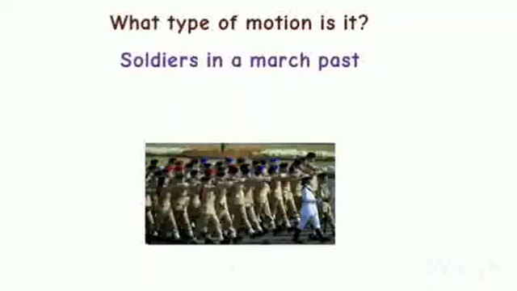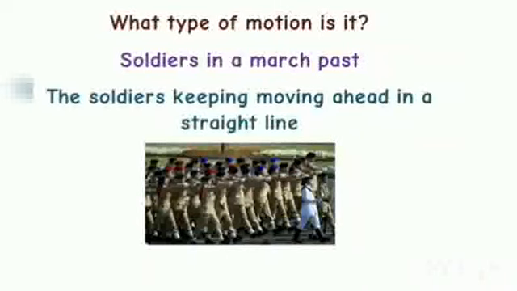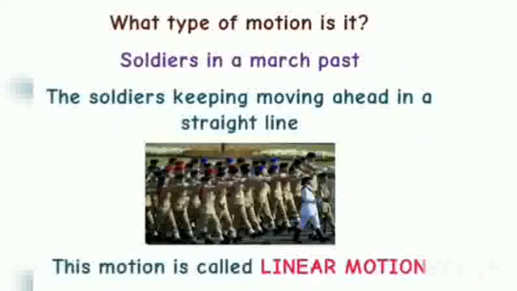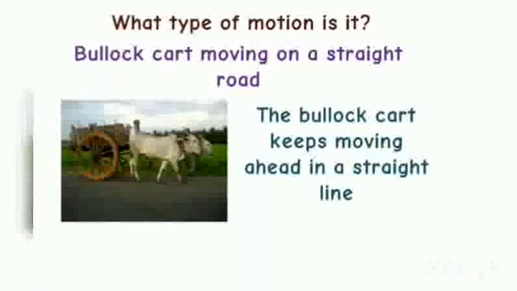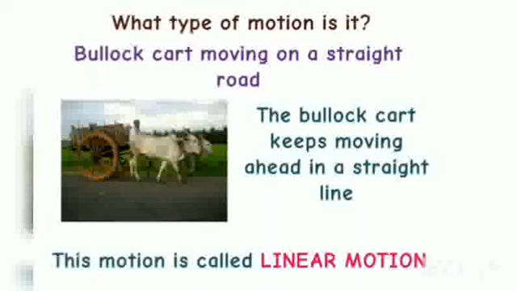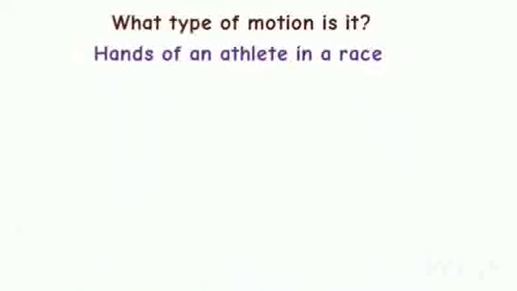The soldiers in a march past. The soldiers keep moving ahead in a straight line. So it is a motion called linear motion. Bullock cart moving on a straight road. The bullock cart keeps moving ahead in a straight line. This motion is called linear motion.